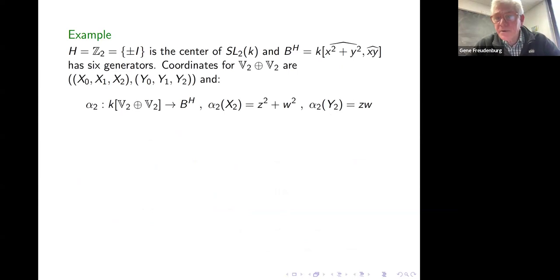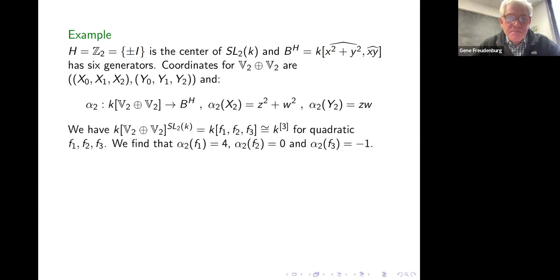And so I'm looking at, according to the theorem I just showed you, B^H is generated by these 2 vector spaces, and each vector space is of dimension 3. So there are 6 generators here. I take coordinates for V_2 plus V_2 in x's and y's, and the specific function is given by alpha_2 in this way. The ring of invariants on the left-hand side of that picture is well known. It's generated by 3 quadratic polynomials, and it's easy to write them down, but we don't really need to know that.